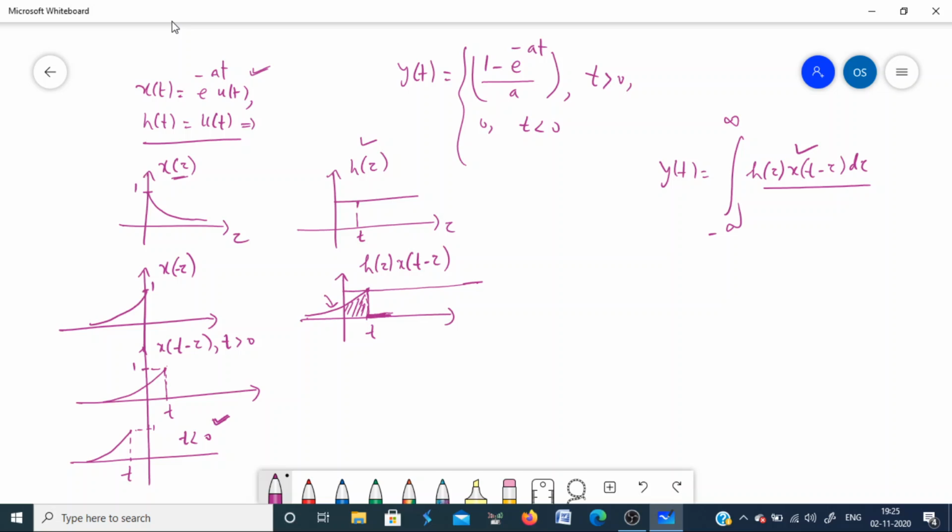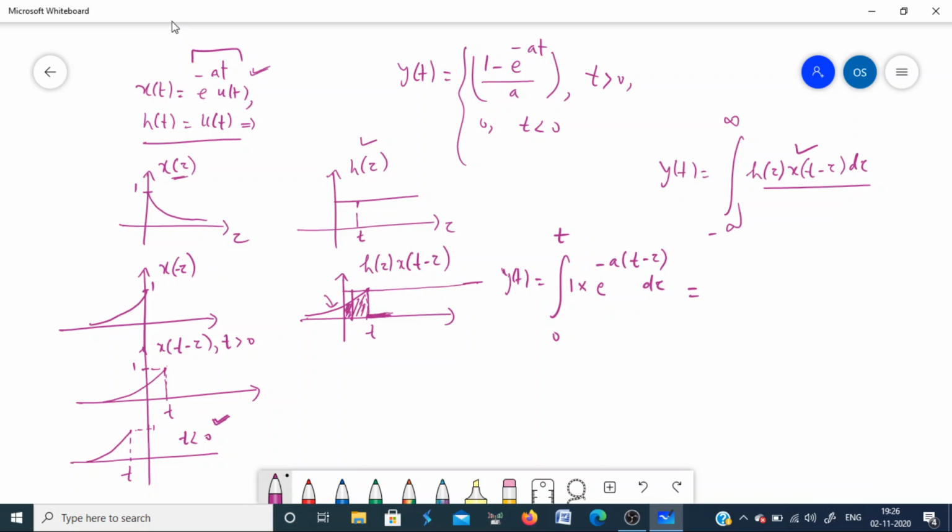So you have to again integrate to find y(t). Limits of integration will be again from 0 to t. So t can be any point. If it is here also, this much is my overlapping region. It means I have to again integrate from 0 to t only. Now in this case h of tau is 1 and you have to find x of t minus tau. Now this is x(t). What will be x of t minus tau? It will be e raised to power minus a, t will become t minus tau, and d tau.